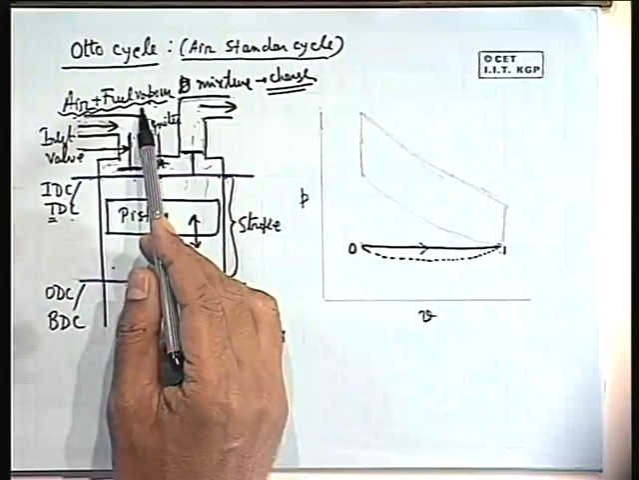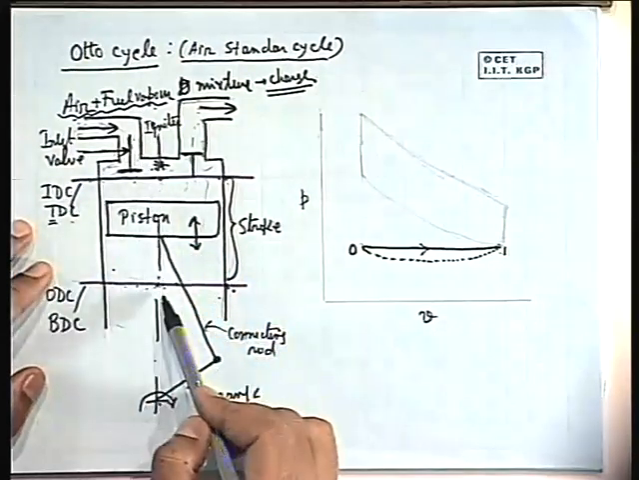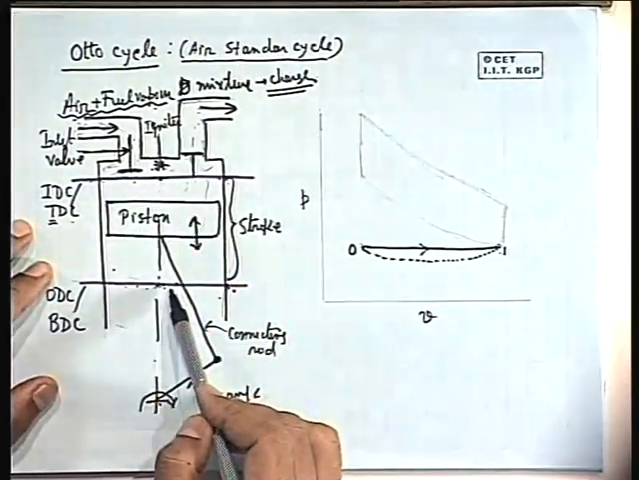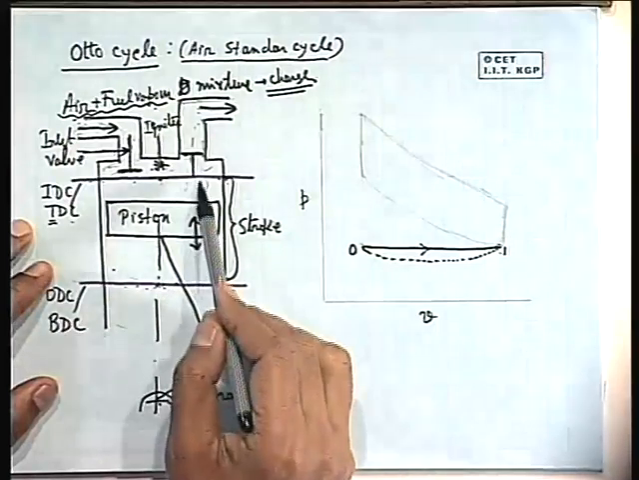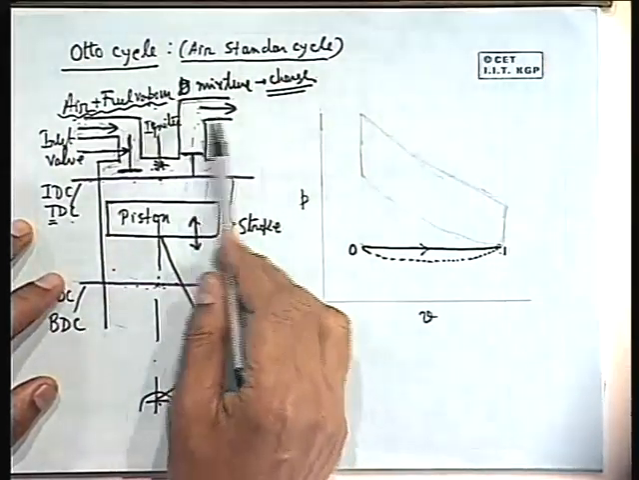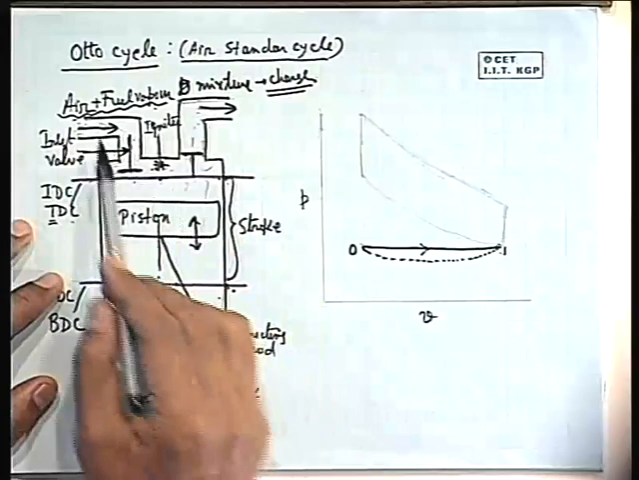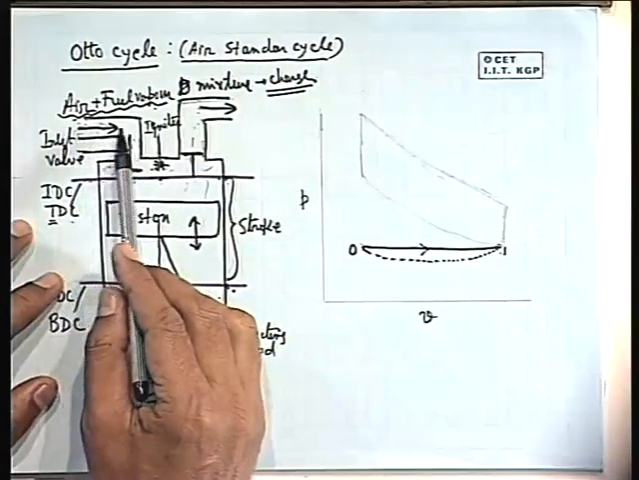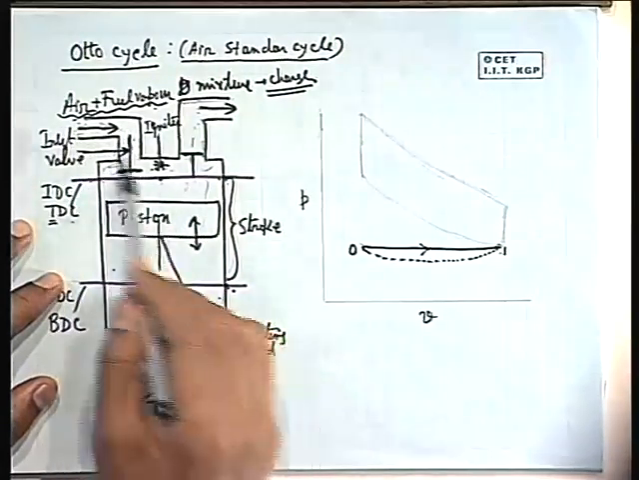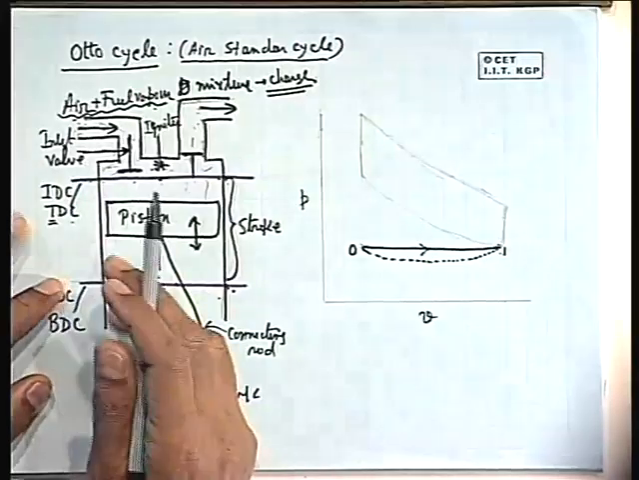So the system composition changes for the remaining 2 strokes, that means the power stroke, the downward stroke, and the upward stroke or the inward stroke, that is the exhaust stroke. During these 2 strokes of this cycle, the working fluid is the products of combustion. So therefore this does not truly define a thermodynamic cycle.